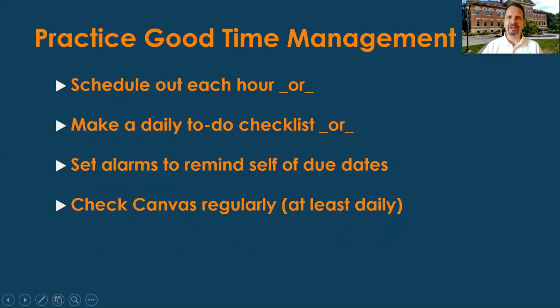So the next thing is to practice good time management. There's not just one way that you can do this. You can schedule things out by the hour, maybe including sleep, or you can just do a to-do list each day that you can check off items when you're done. Some people like to set alarms for reminding themselves when homework or even quizzes are due each night before class. And I'll recommend that you check Canvas regularly so that you are aware of any due dates or assignments.